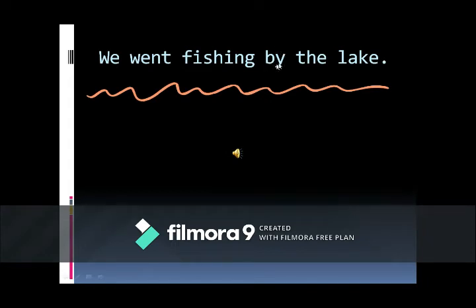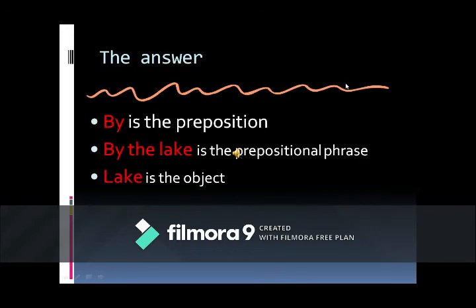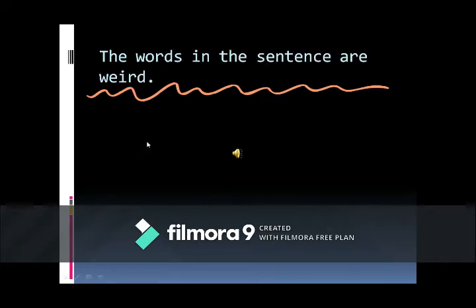And so the prepositional phrase will start with "by" until I reach the noun or the object that follows the preposition. So what is "lake"? "Lake" is the object, and the prepositional phrase will be "by the lake." Excellent. So the answer here: "by" is the preposition, "by the lake" is the prepositional phrase, and "lake" is the object.